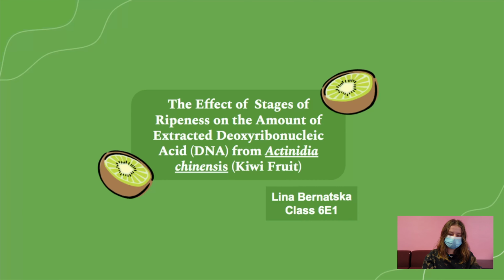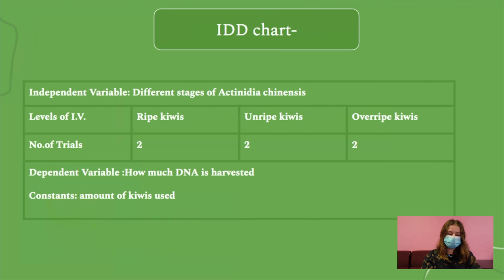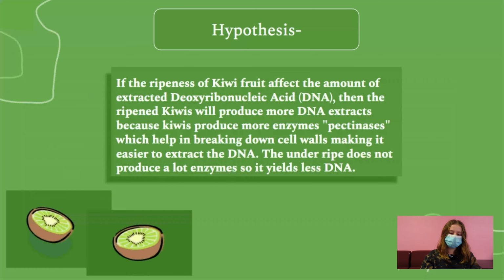The title of my project is The Effective Stages of Ripeness on the Amount of DNA from Kiwi Fruit. The testable question is, how do the different stages of ripeness of kiwis affect the amount of DNA harvested? My levels of IV are ripe kiwis, unripe kiwis, and overripe kiwis. The number of trials are 2 for each kiwi. My independent variable are the different stages of kiwis. My dependent variable is the amount of DNA harvested, and my constants are the amount of kiwis used.